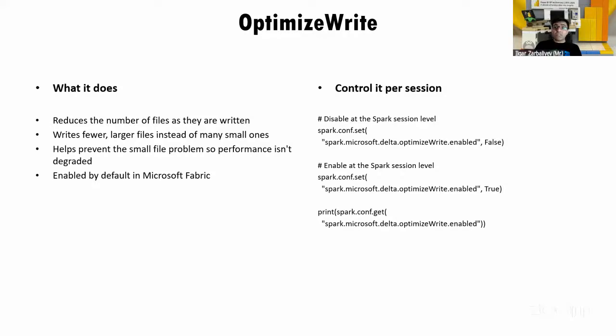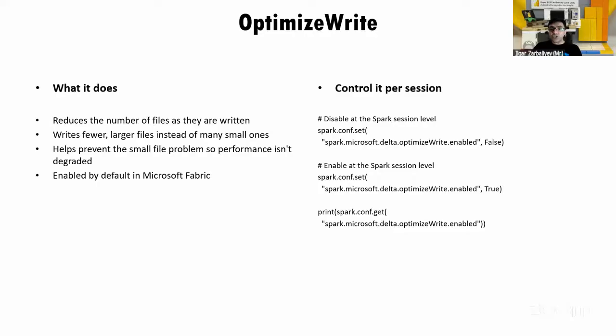Optimize Write is a feature of Delta Lake that reduces the number of files as they are written. Instead of writing many small files, it writes fewer, larger ones. That helps prevent the small file problem from arising in the first place and ensures that read performance isn't degraded as the table grows. The good news is that in Microsoft Fabric, Optimize Write is enabled by default. For most workloads, you'll simply benefit from it without doing anything.